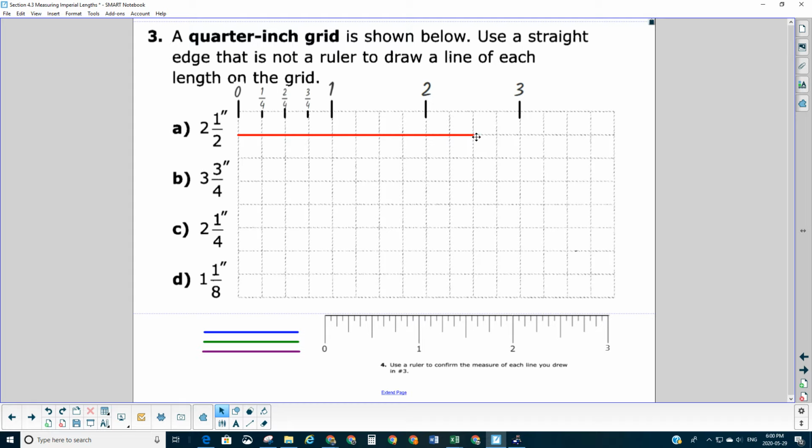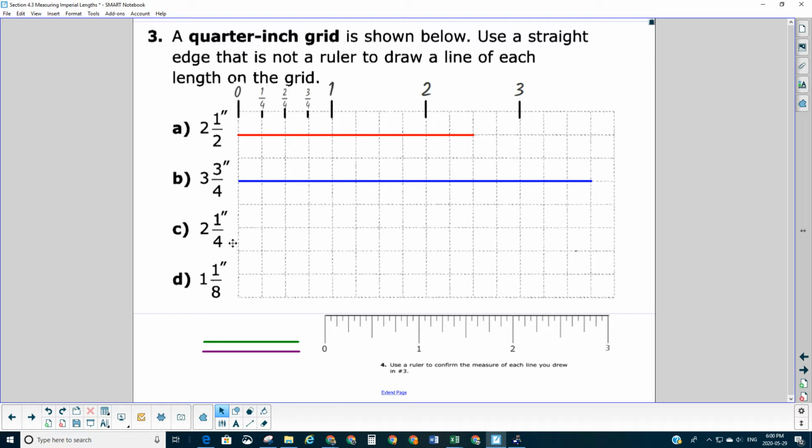So there's 2.5 inches. 3 3/4. Wow. Okay. So 3 3/4. So there's 3, and 1/4, 2/4, 3/4 is going to go almost all the way to the end, but not quite until the end. And there is 3 3/4.